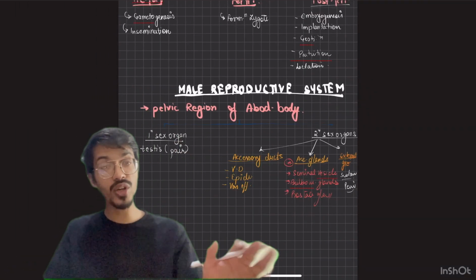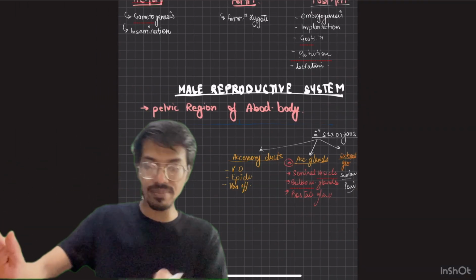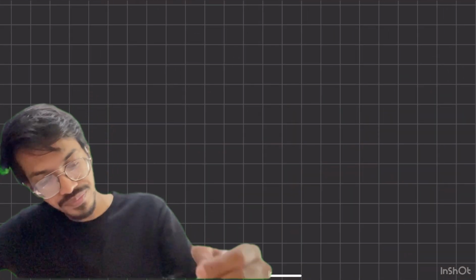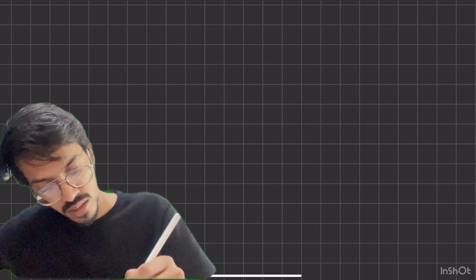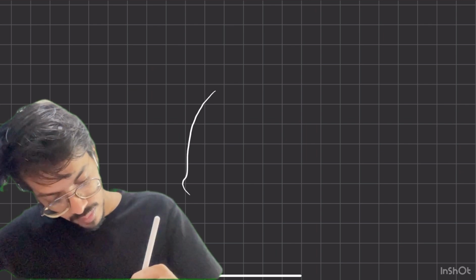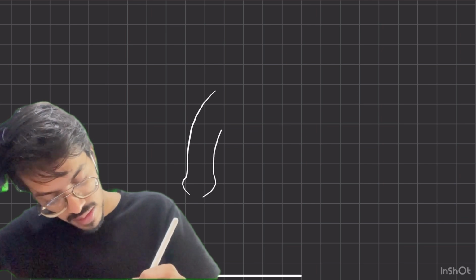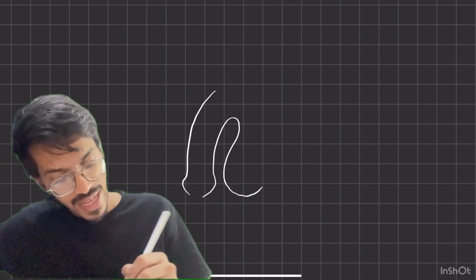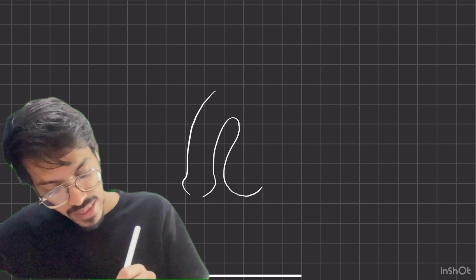If we want to see its diagram, a quick diagram would be something like this. This is your first structure, which is the external genitalia. You will be able to see it. So what have I made? I have made the penis.